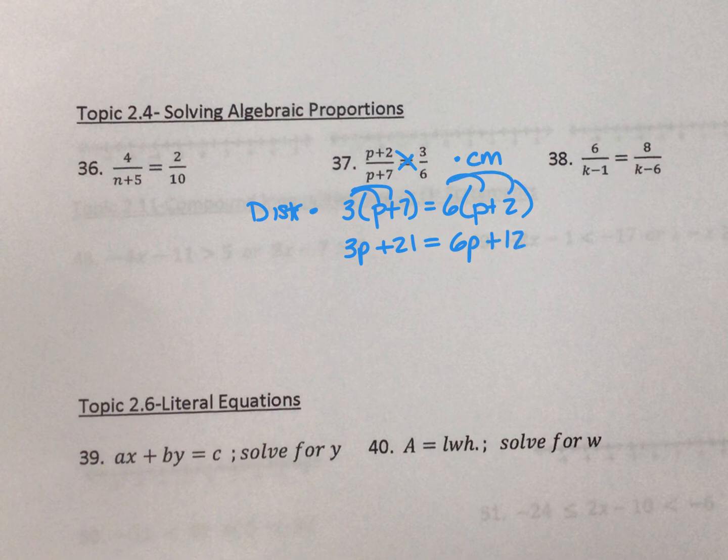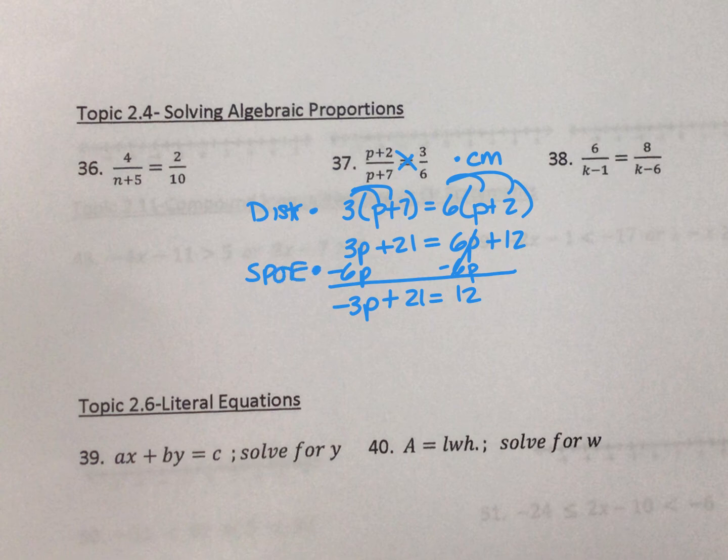Now I need to get the variable on one side, and I know some of y'all like to keep the coefficient positive, but I'm old school. I like to just move it to the left. So I'm going to take 6p, and I'm going to move that left, and I get negative 3p. Bring everything else down, so plus 21 equals 12. That was ESPO.